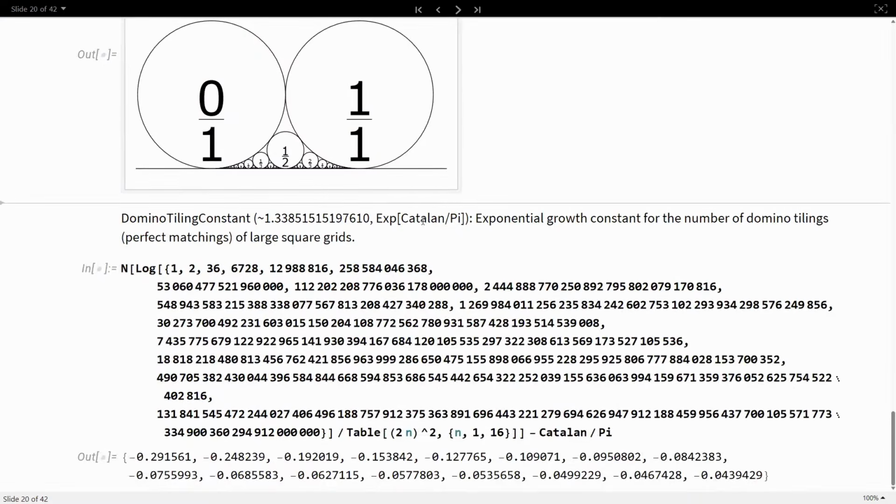The domino tiling constant deals with the number of domino tilings, and we can calculate, these are the number of domino tilings up to, I think, order 16. And as we get closer and closer, we can see that these are actually slowly converging to minus Catalan over pi. We've got almost 3 levels of accuracy at order 16.